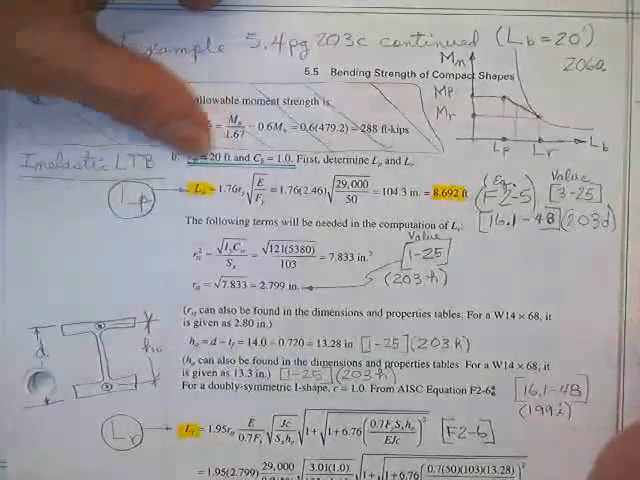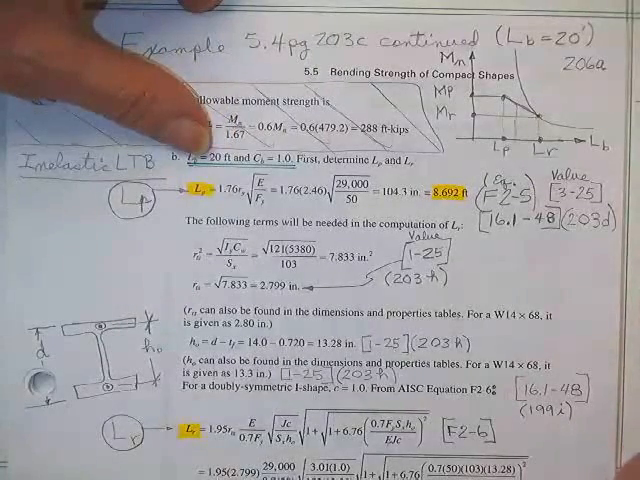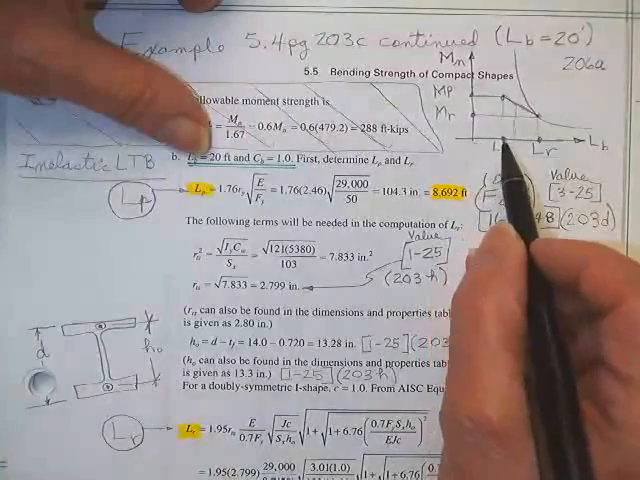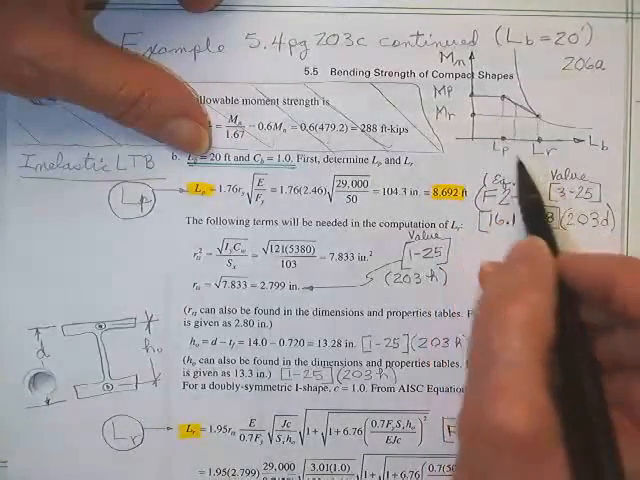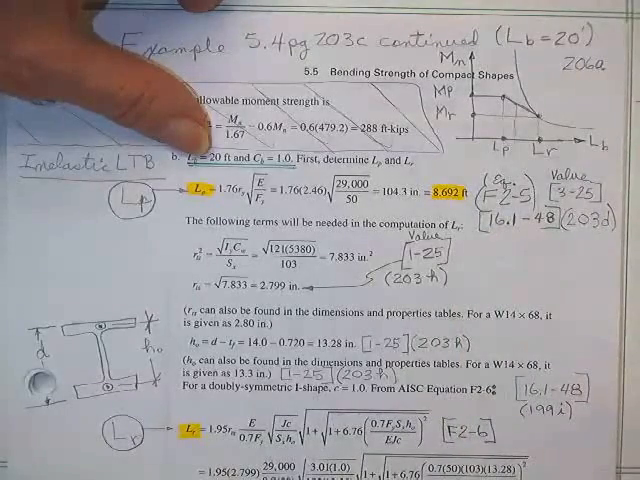I'm telling you. L sub B is the unbraced length of your beam. L sub B can fall between zero, L plastic, and L sub R, when the radius of gyration seriously takes over.